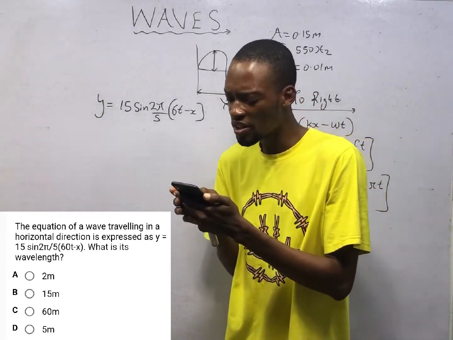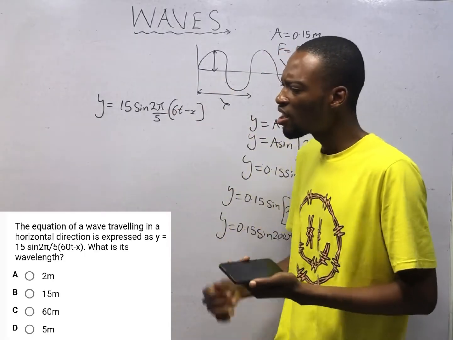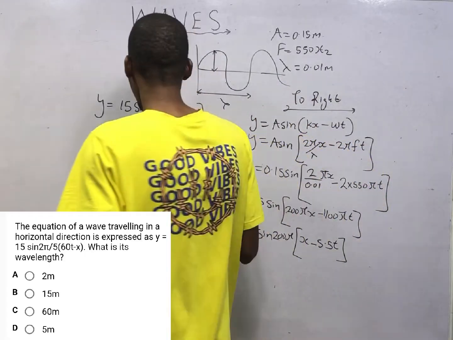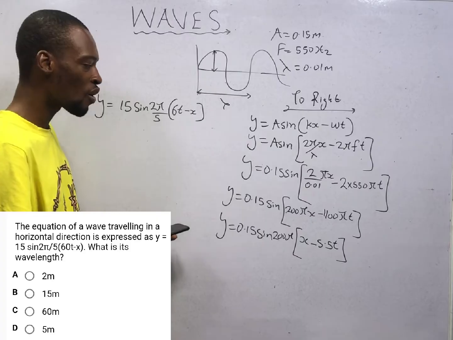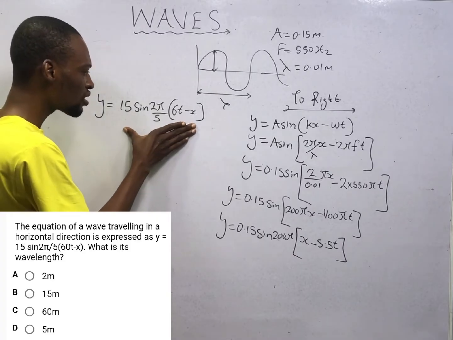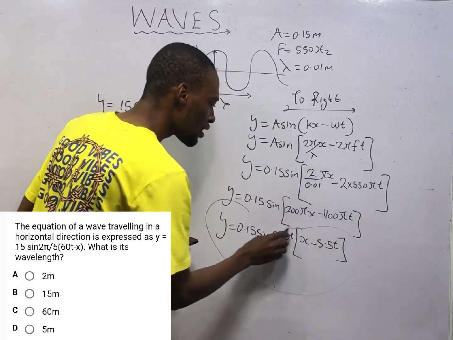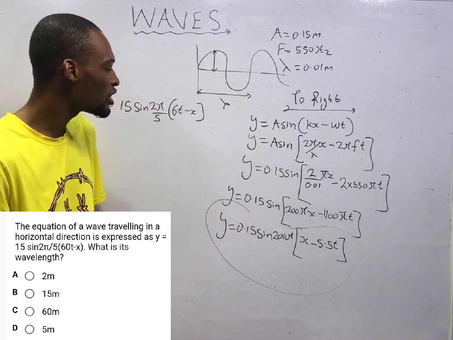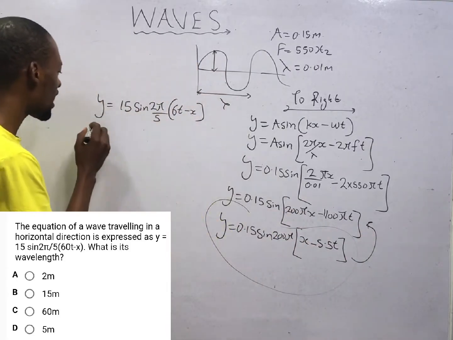Now, anytime you see questions like this, they require reasoning. They require wisdom. For me, anytime I see a question like this, and they've already factorized it, which means they've given this equation of progressive wave in a factorized form, I will not agree. I will simply take it back to the form I did here. How do I do this? How do I do that?